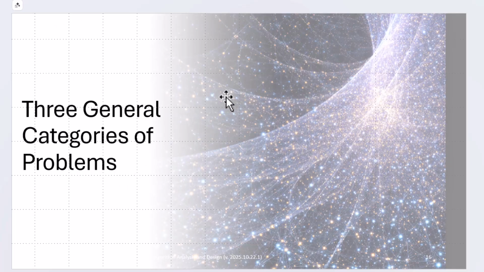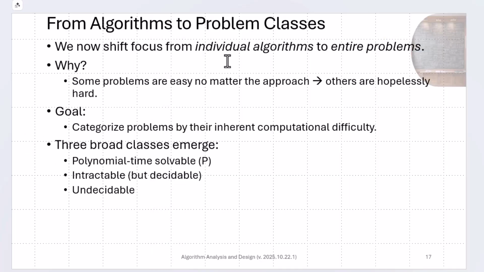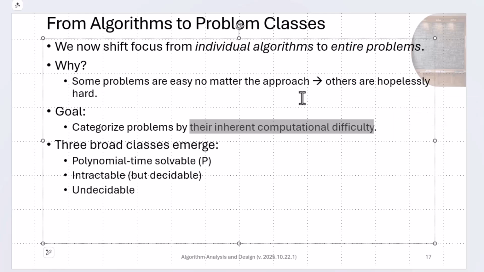Some general categories of problems. From algorithms to problem classes: we now shift focus from individual algorithms to entire problems. Some problems are easy no matter the approach, others are hopelessly hard. The goal is to categorize problems by their inherent computational difficulty. Three broad classes emerge, as we've discussed before: polynomial time solvable, which is P; intractable but decidable, meaning theoretically you could solve it; and undecidable, which means you absolutely cannot solve it, no matter how much time you had.